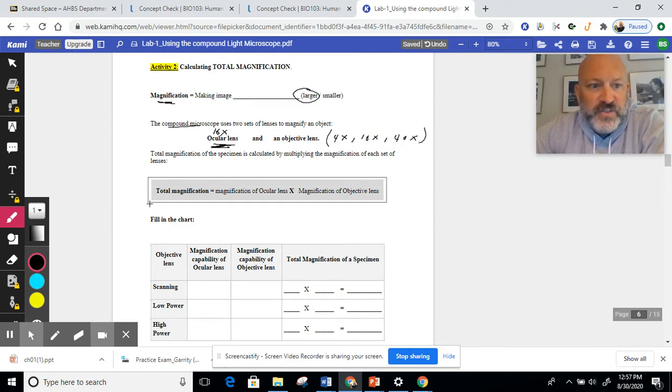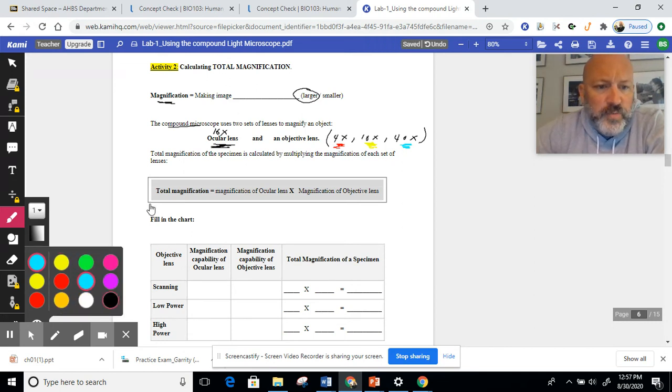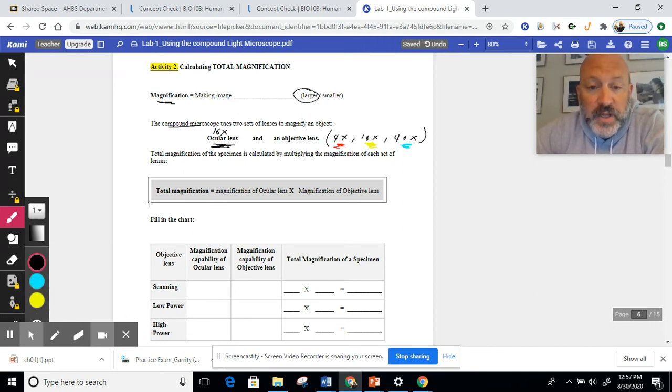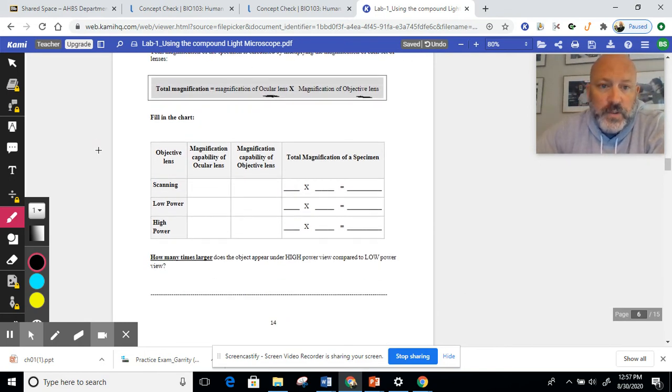We have the scanner lens, the red one. We have a low power lens, the yellow one. And we have the high power lens, the blue one. So in order to calculate total magnification, we multiply the eyepiece by whatever lens we're using. All right, so let's say we are using the scanner lens, the red scanner lens. Well, the red scanner lens by itself magnifies the image, this is the objective lens over here, 4 times.